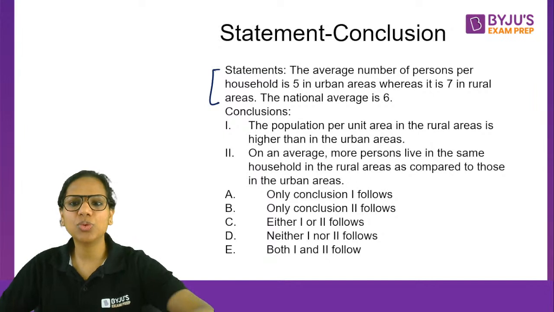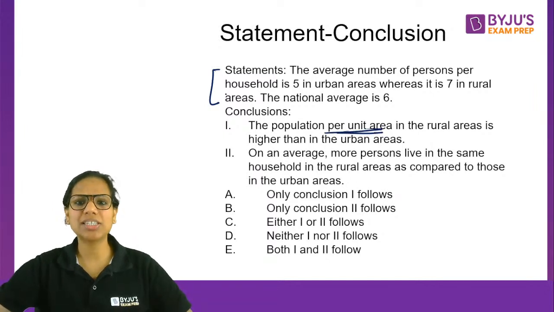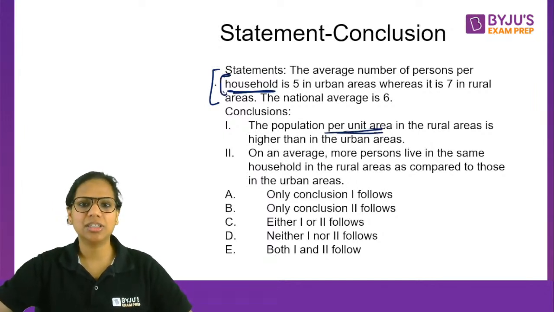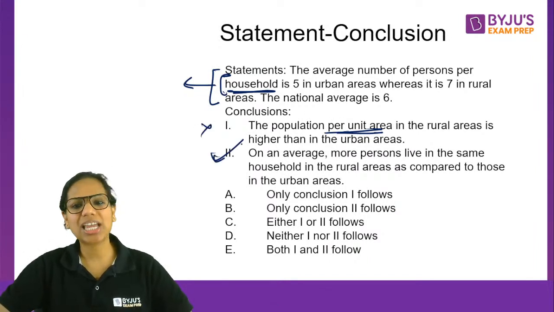First is about the per unit area, whereas this is about household size, the number of people living in a house and not the area in which they live. It's only second that follows.